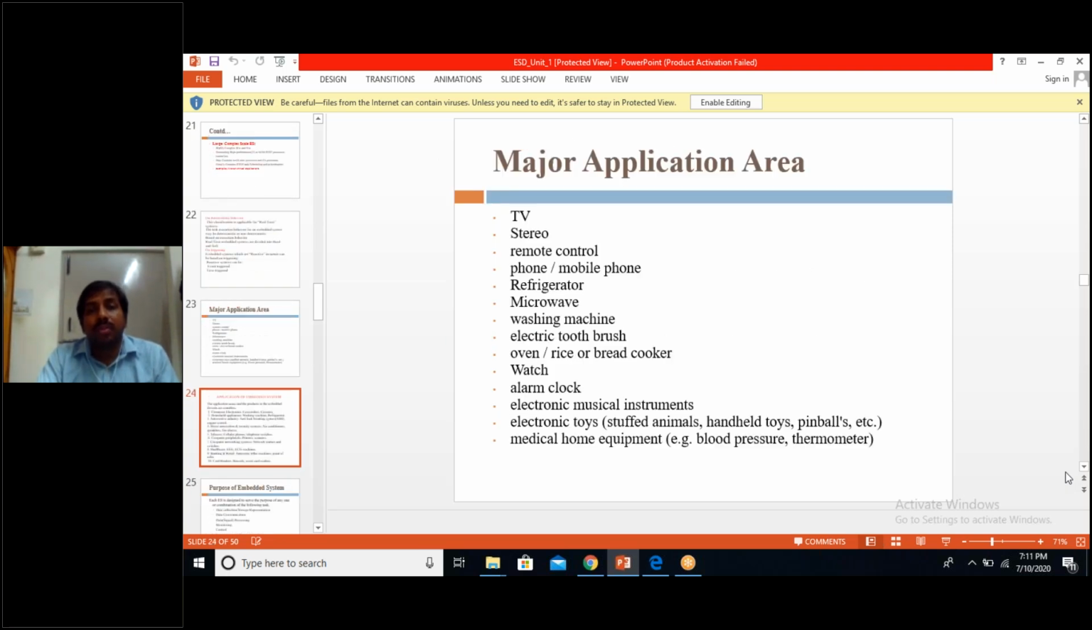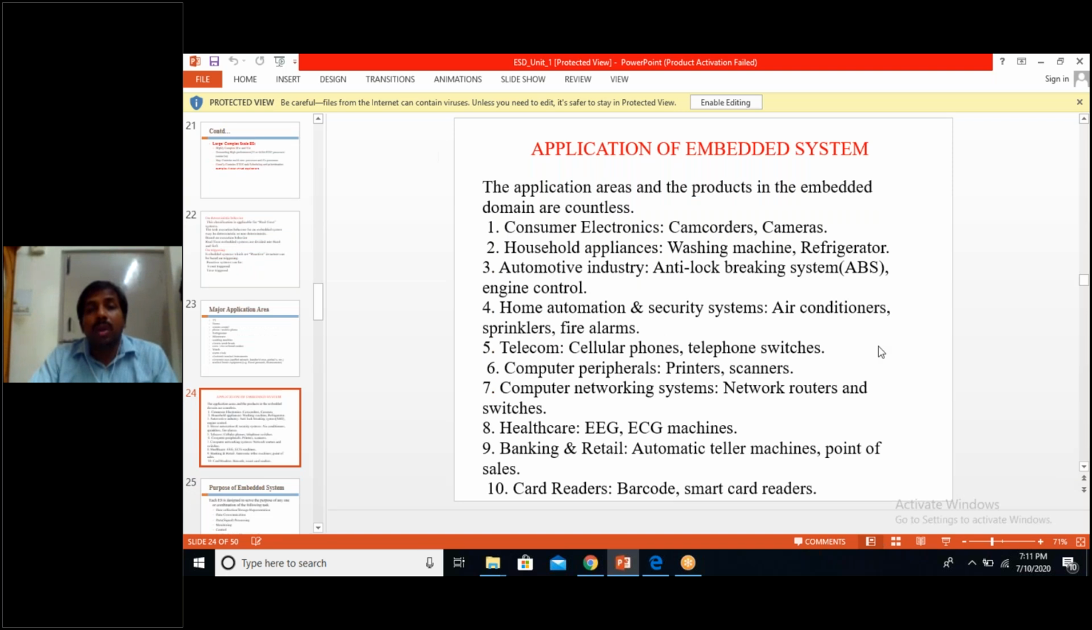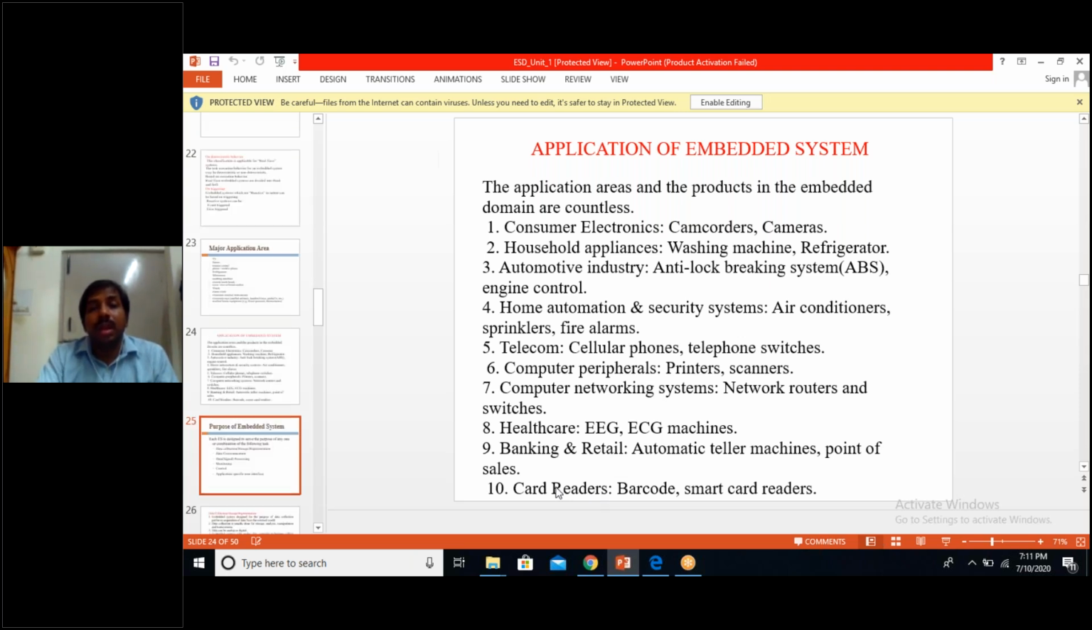These are the applications of embedded systems: consumer electronics, household appliances, automotive industry, home automation and security systems, telecom, computer peripherals, computer networking systems, healthcare systems, banking and retail, card readers. These are the areas where embedded system devices are available.